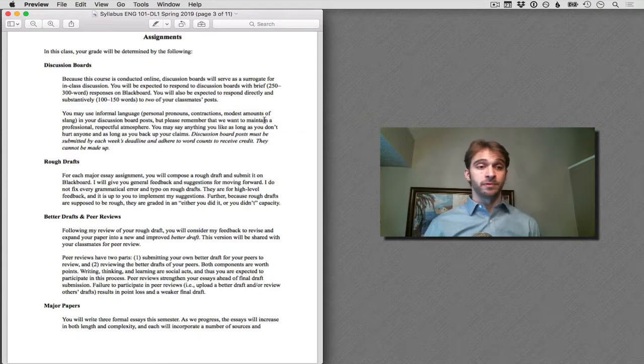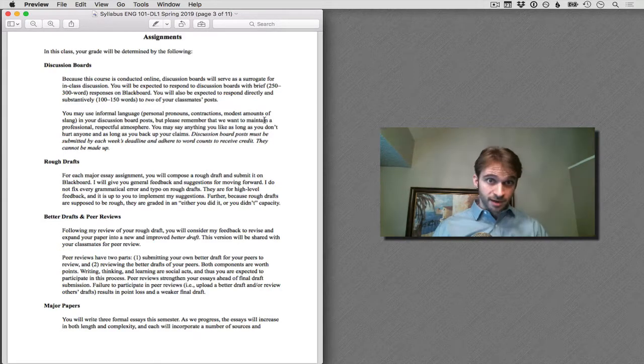Better drafts and peer reviews. Following my review of your rough draft, that's your first draft, you will consider my feedback to revise and expand your paper into a new and improved better draft. That's the second draft, your second version of your paper. That is the version that will be shared with your classmates for peer review.